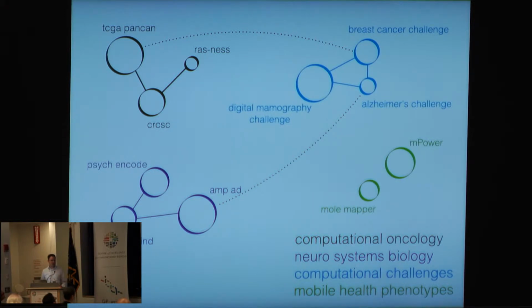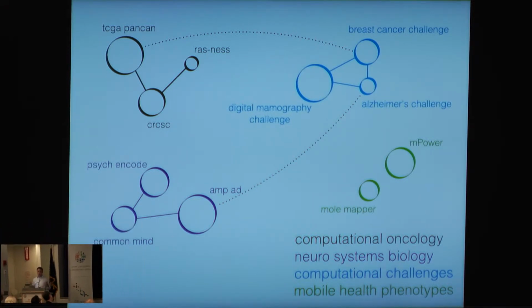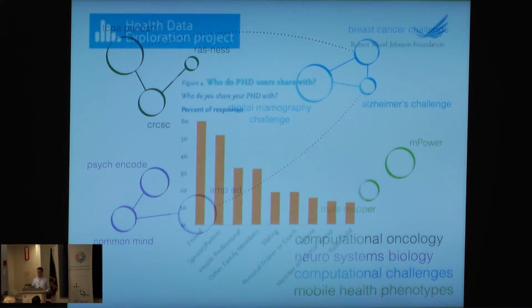Here is a little schematic of some of the networks of projects that have started to emerge. Following off of the previous speakers, for each one of these connections between the circles, there is an individual that is common between those two projects, essentially the person who is helping to disseminate the practices of how these different groups are working. We have seen networks evolve in computational oncology and neurosystems biology. We run a number of analytical challenges, and most recently, we've been going directly to individuals to help phenotype the population through mobile health apps.